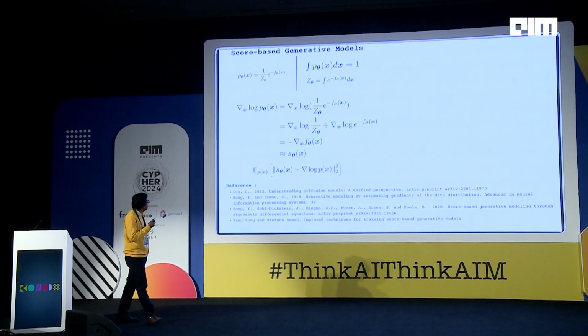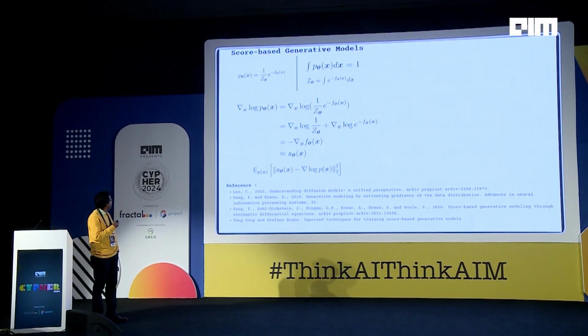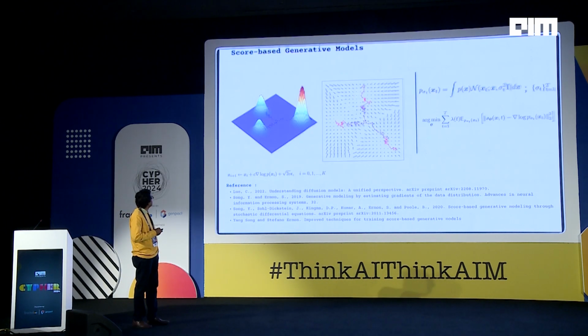analytically. So we just get rid of this Z theta by taking log, and if we do a grad x with respect to that, grad x of this is basically grad x of f theta x. So you don't need Z theta, you just have f theta x. And then you come back to this. So that is the reason we do that.